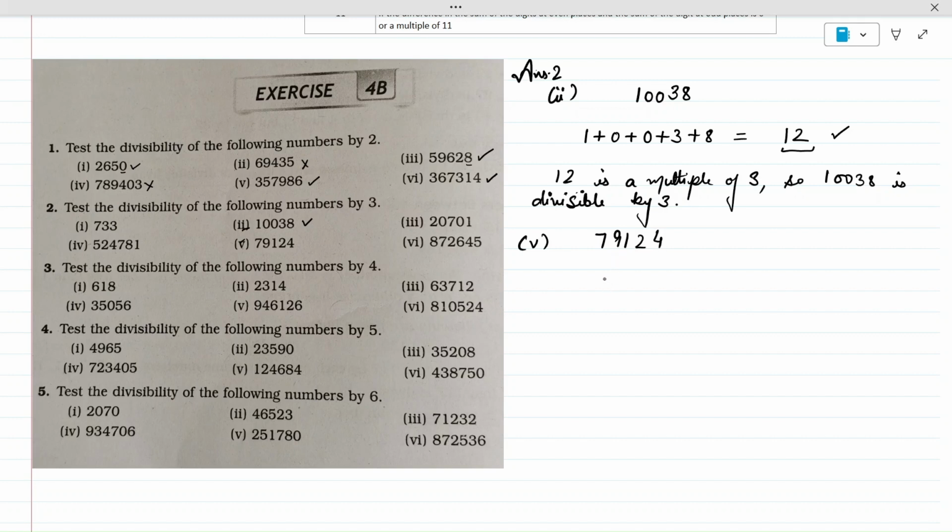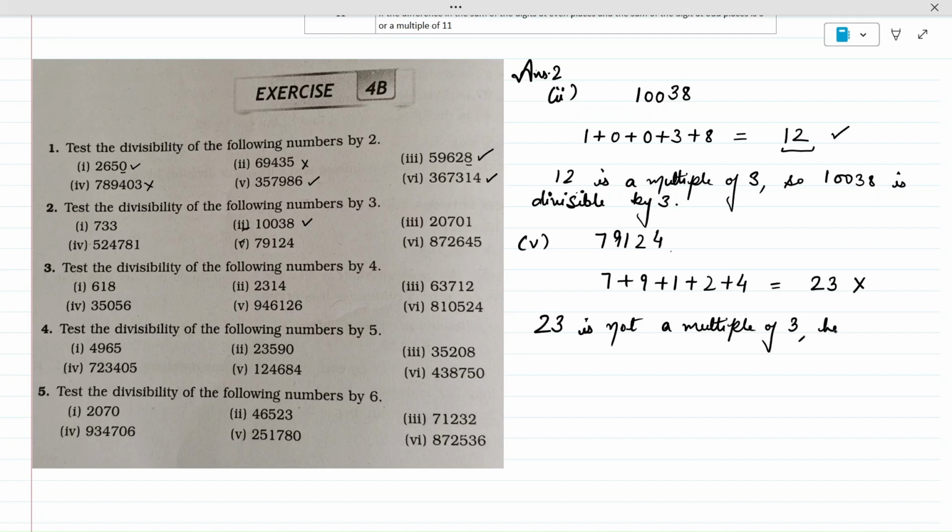79124. Again same thing. Let's add all these numbers. So what we have here is 9 plus 1 is 10, plus 7 is 17, plus 2 is 19, 19 plus 4 is 23. 23 is not a multiple of 3. So since 23 is not a multiple of 3, this complete number is not divisible by 3. Okay, so I'm writing here 23 is not a multiple of 3.